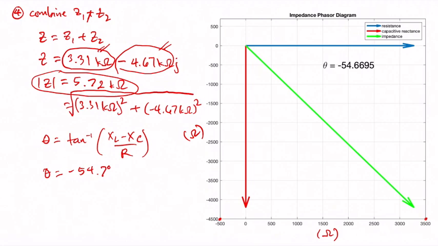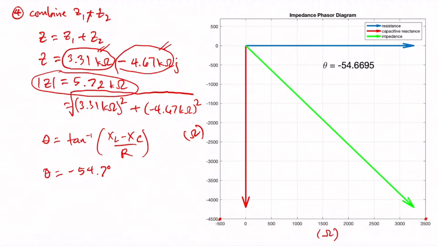You can also see that the angle is negative 54.7 degrees, and it's negative because, again, the circuit is purely capacitive, and we expect the reactive component to be in the negative part. Okay, the magnitude of this green arrow is 5.72 kilo ohms.